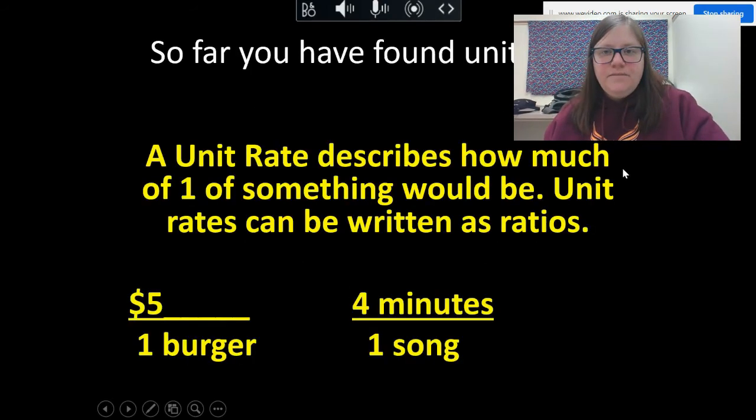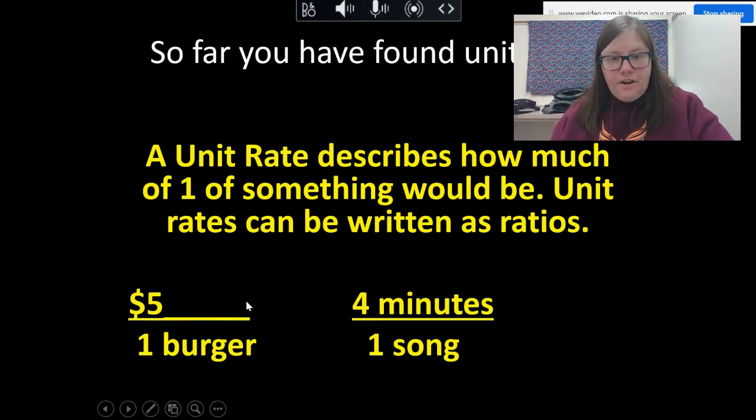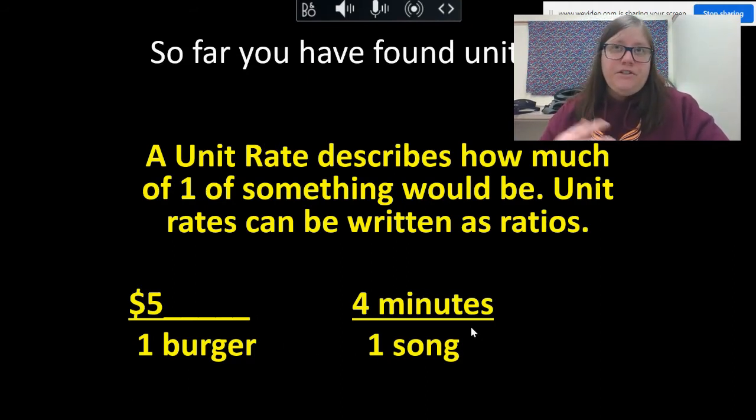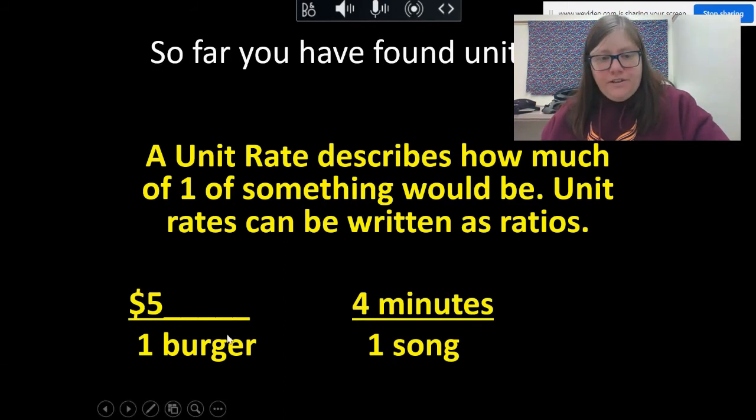Moving on. So a unit rate describes how much of one of something would be. Here's how we would write them as ratios. This is what I was talking about today, or yesterday for you. $5 for one hamburger. You could read it as $5 per one burger, $5 divided by one burger. One burger is $5. 4 minutes per one song. That's usually how we hear it, like miles per hour, 4 minutes per song. So this bar means a few different things.